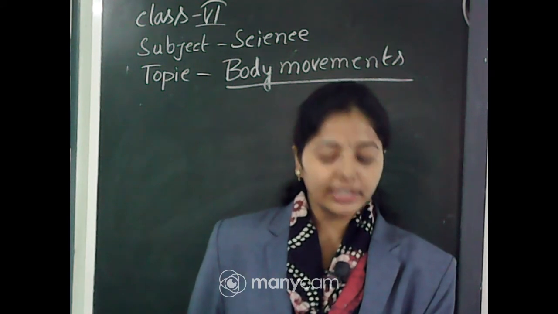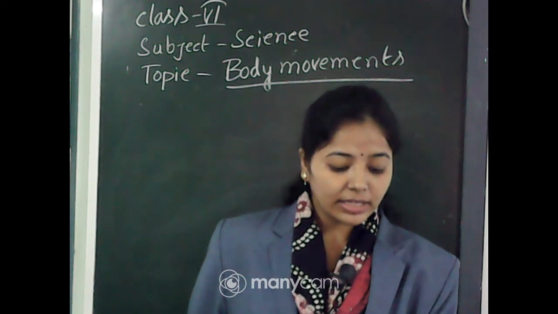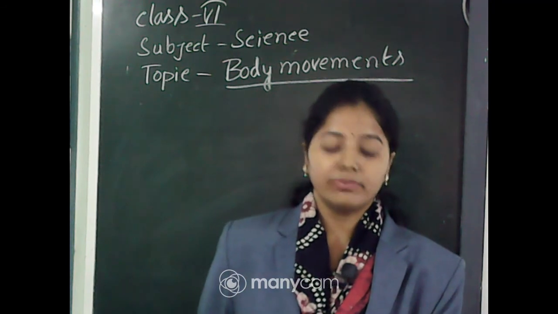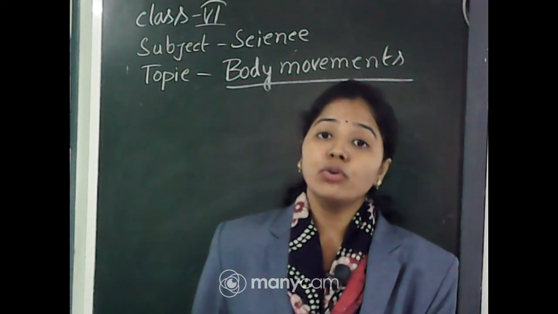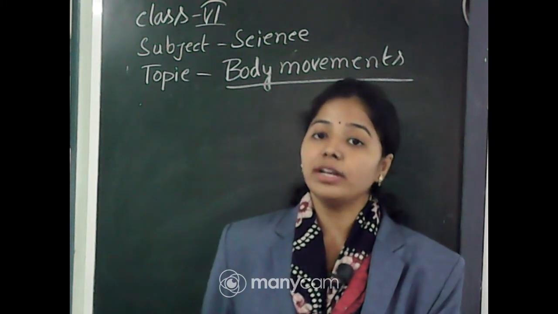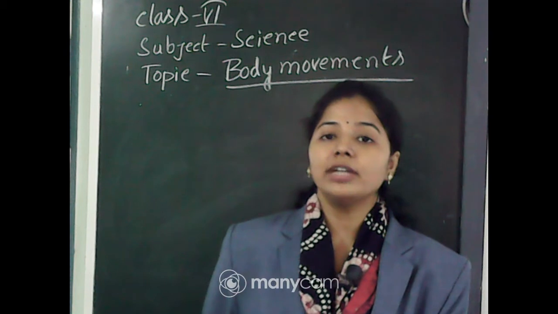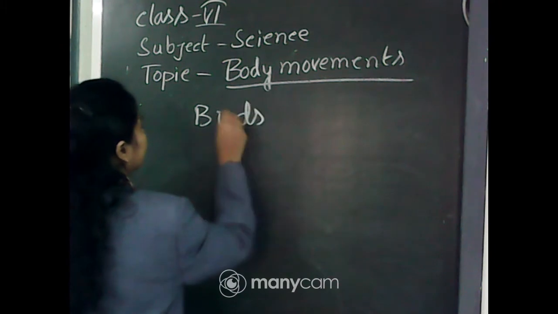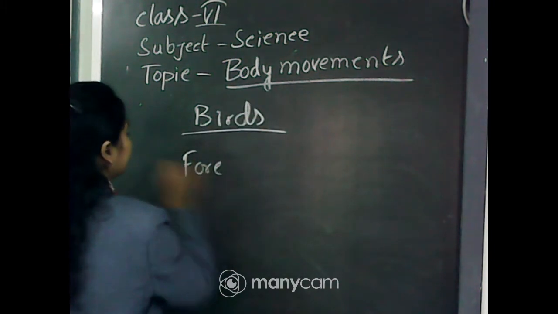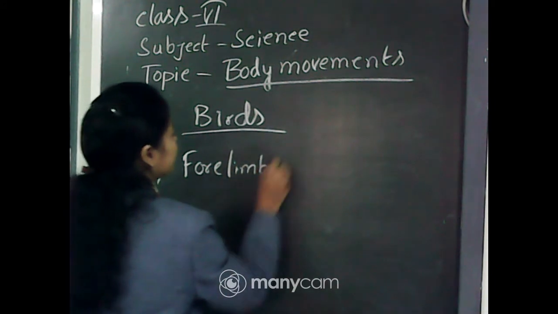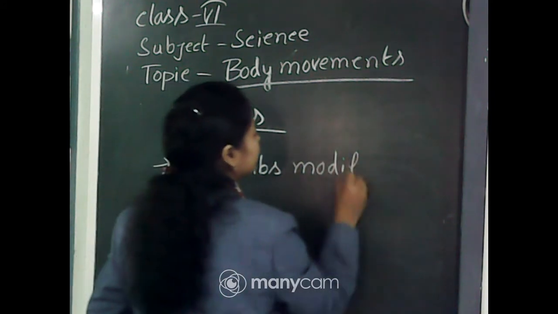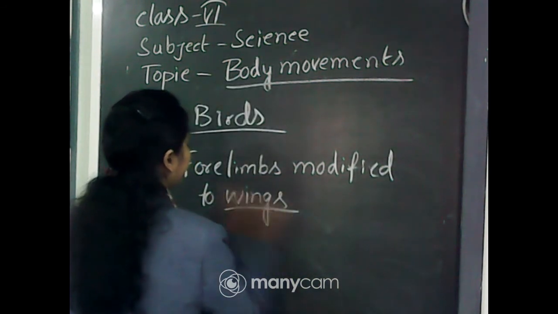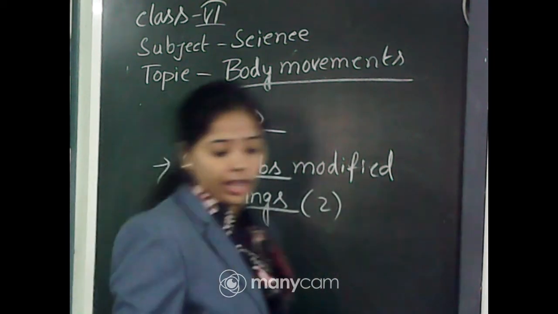There you can see the skeleton of a bird. You can see a pair of wings and a pair of legs are present. Now the wings in the front part are actually called forelimbs. Their forelimbs are modified to wings. So here we can write, their forelimbs modified to wings. Two wings they have, as you know.